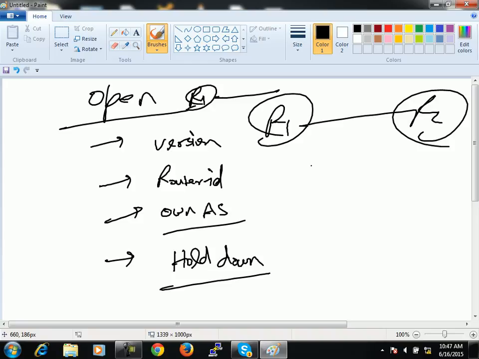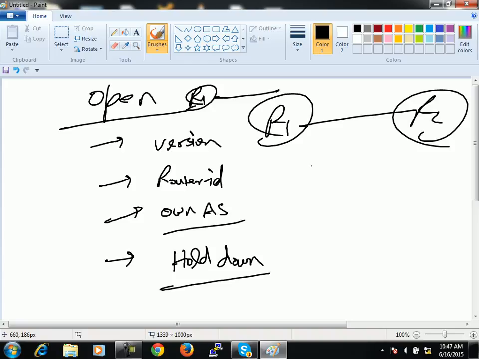Neighbor is this and remote AS is this. Along with the neighbor command, you also specify your remote AS. For example, on R1, if you are saying that the neighbor is R2, you have to define its remote AS as well, the AS which is configured on R2. So let's say that on R1 I have configured that R2 is running AS 200.